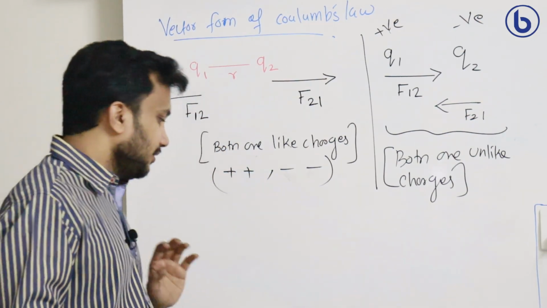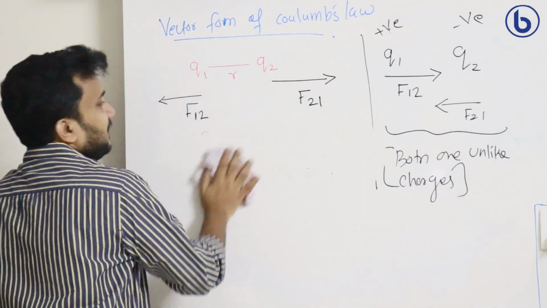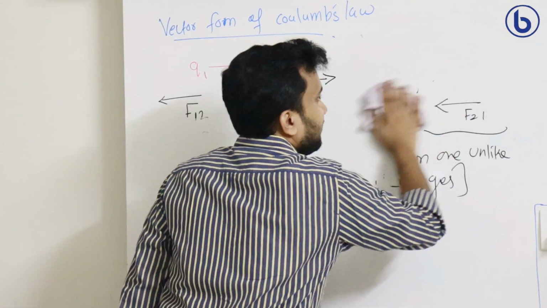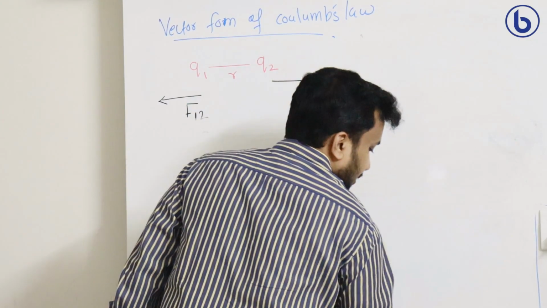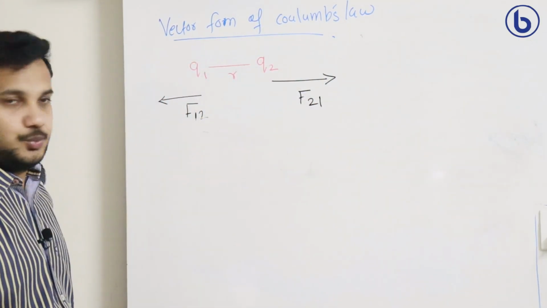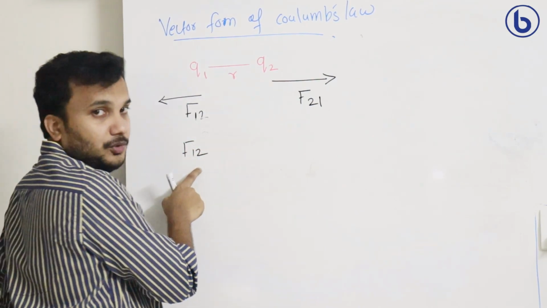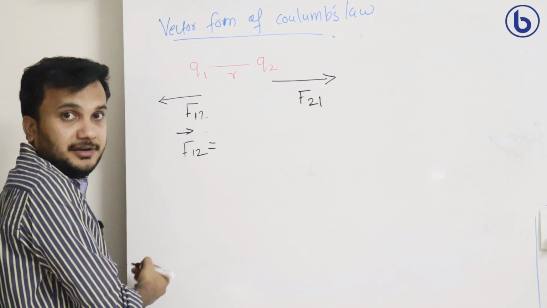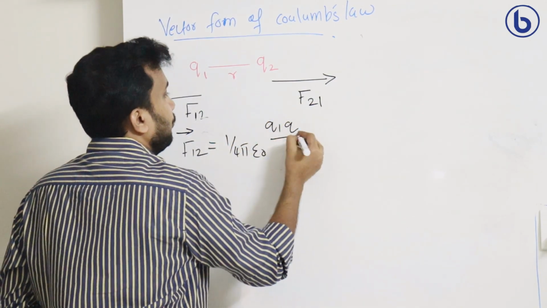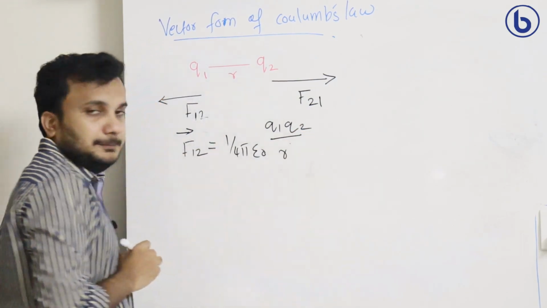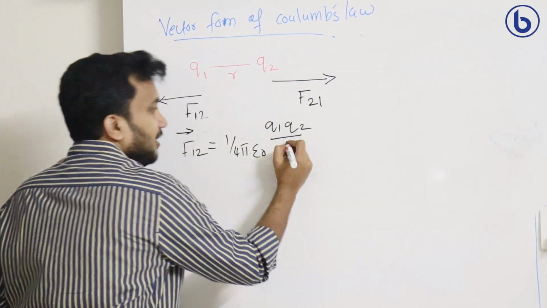Based on that we are going to derive some formulas and equations. So I will take the first case. Both cases are the same. Now you understood, right? Both apply a force and both the forces act in opposite directions. So I'll start with the first force. I'm writing F12, force on charge number 1 because of charge number 2. It is a vector quantity. We write 1 by 4 pi epsilon 0, Q1 Q2 divided by R square.